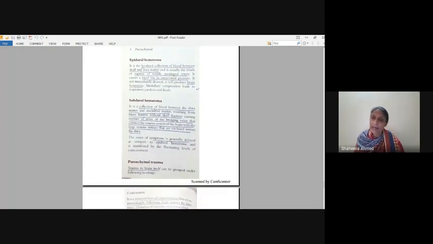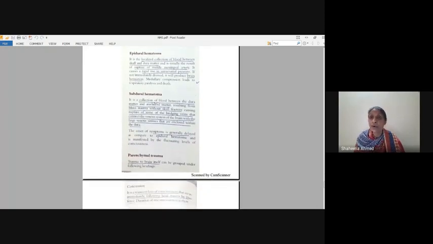Let's look at the epidural hematoma. Hematoma means accumulation of blood in tissues. Now, hematoma in epidural injuries is between the skull and the dura mater. So blood collects in the epidural space. And this is usually due to the rupture of the middle meningeal artery.